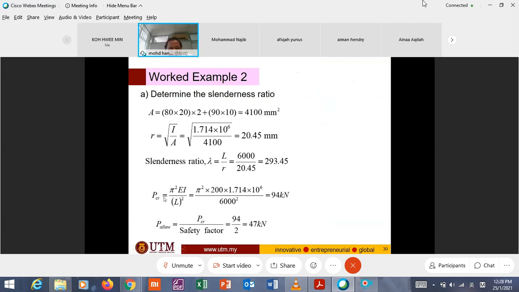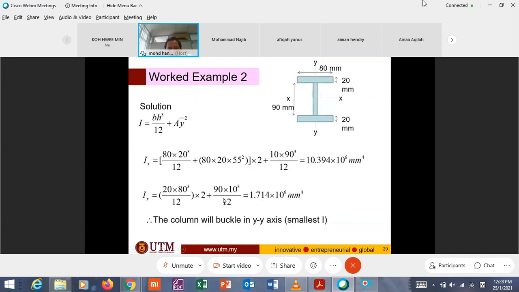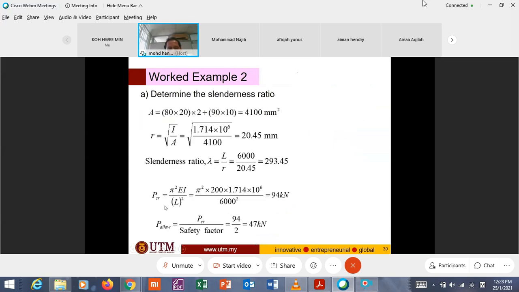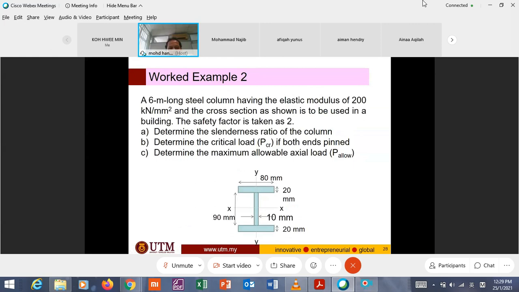What is P critical? P critical equal to pi squared EI over L squared. In this case, both ends are pinned, so the effective length is equal to 1.0 L. You got here 94 kilonewton, and P allowable is divided by 2, 47 kilonewton. That's the buckling load.